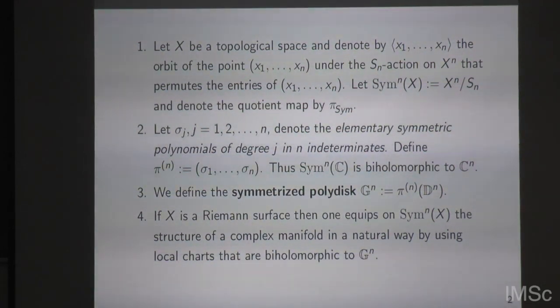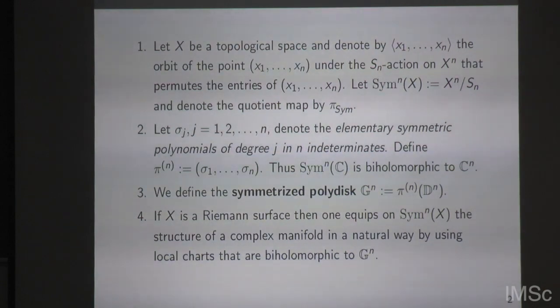You consider any topological space X and denote the orbit under the S_n action by angular bracket x1 to xn. You quotient out X^n by this action and call that the symmetric product Sym^n X. You equip Sym^n X with the quotient topology, and the quotient map is called pi_sym.